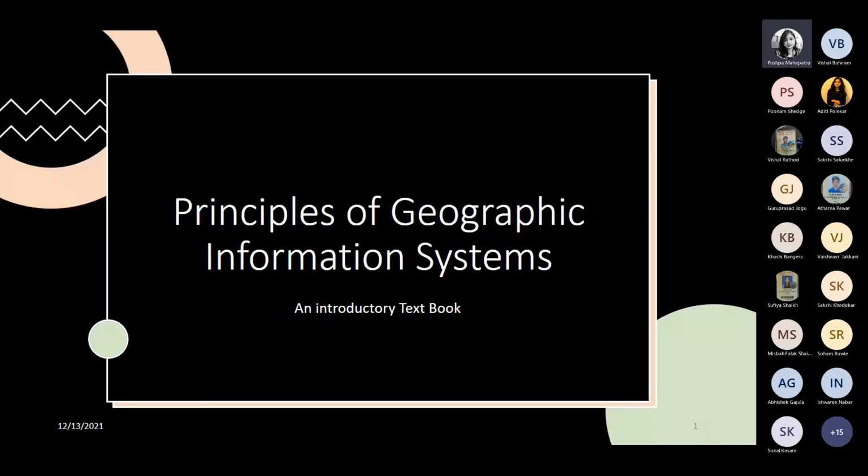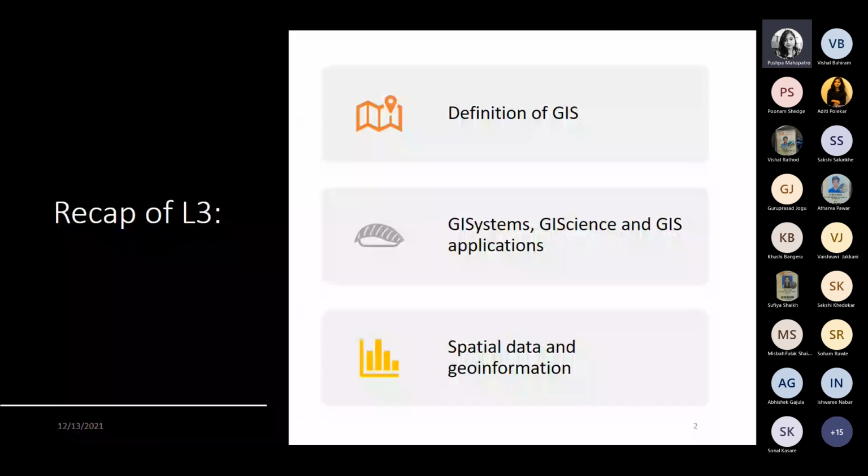So let me go to second slide. Yes, what we have seen in the last class. You all remember what we have discussed in last class? Very good. As expected. I am asking that. Do you all remember that previous lecture what we have studied? Okay, so we have seen the definition of GIS.